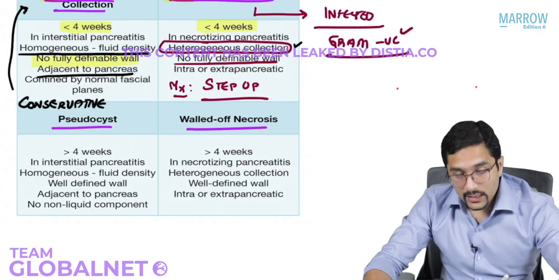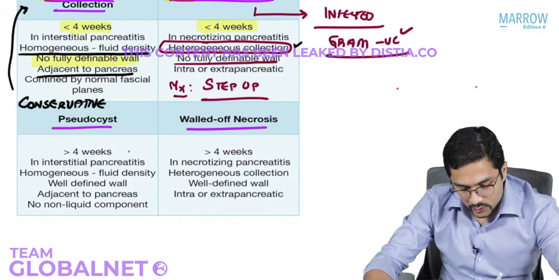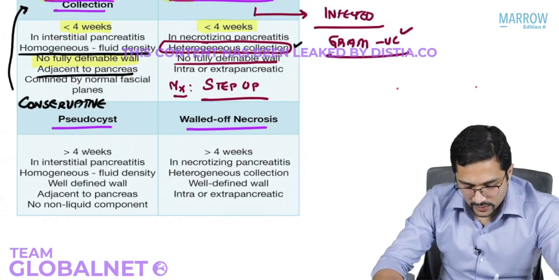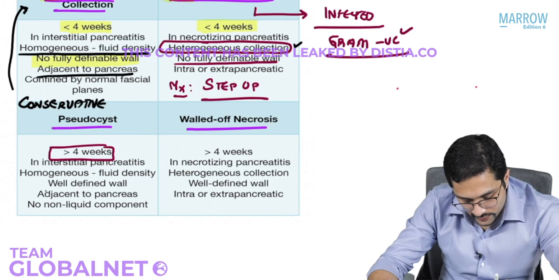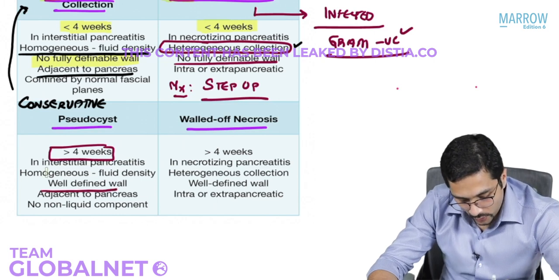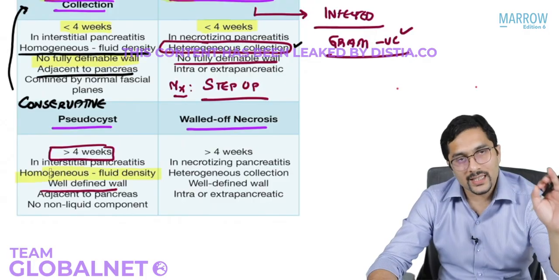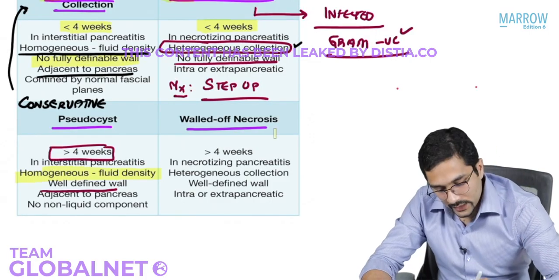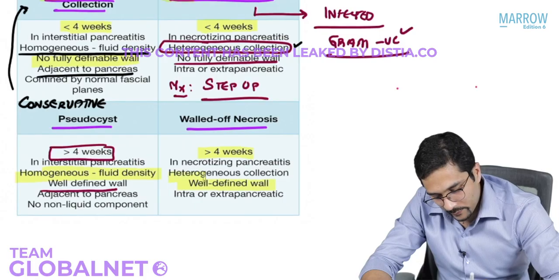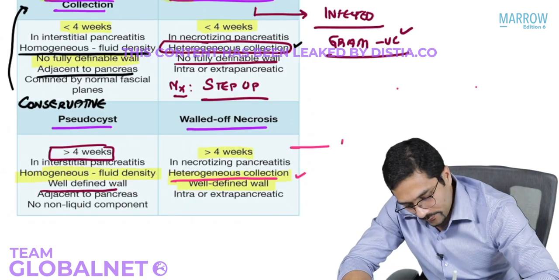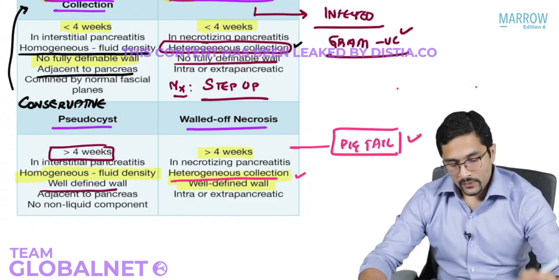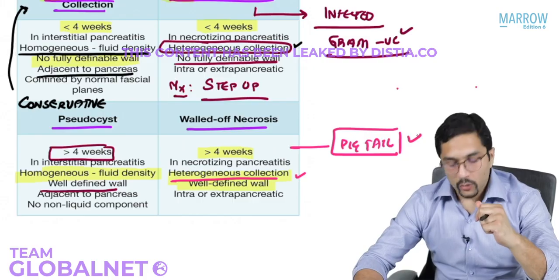Now, the other two definitions are pseudocyst and walled-off necrosis. Pseudocyst I'll cover in detail. Let me just tell you that the word acute is not there, so this is more than 4 weeks, and the wall will be fully defined. And because there's no necrotic word added, it is a homogeneous collection. Walled-off necrosis is more than 4 weeks. The wall is fully defined, but it is a heterogeneous collection. And in walled-off necrosis also, we have to carry out a pigtail catheter insertion and drain out the collection. So these were certain definitions which I wanted you to know.